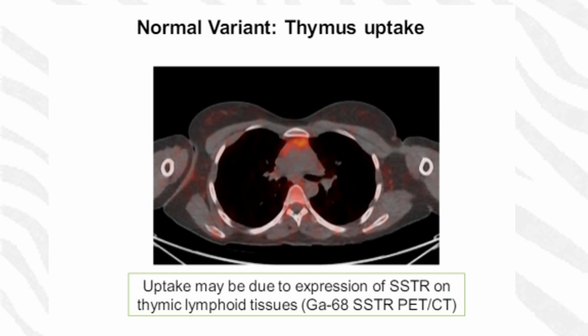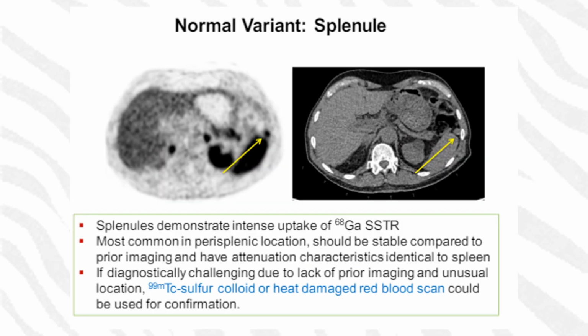A normal variant is to see activity in the thymus. This is due to expression of somatostatin receptors on the thymic lymphoid tissues. Another one is the splenule. Splenules will demonstrate intense uptake of gallium-68 somatostatin receptor agents. This is most common in a perisplenic location, and it should be stable compared to prior imaging.